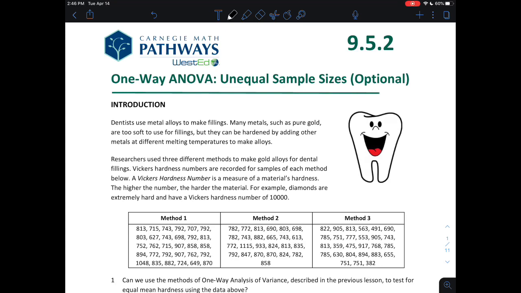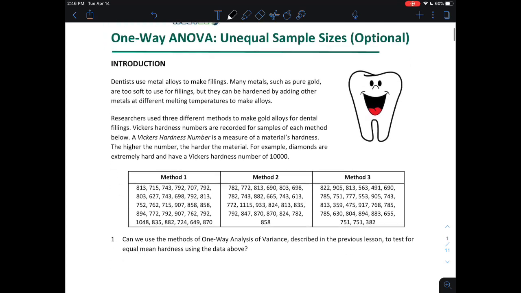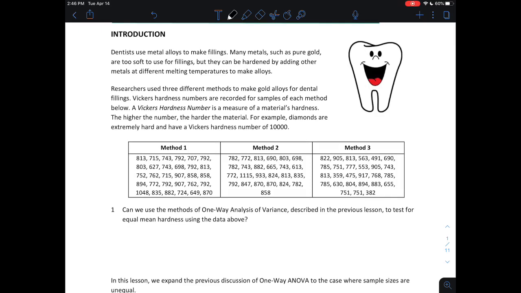In our introduction, dentists use metal alloys to make fillings. Many metals, such as pure gold, are too soft to use for fillings, but they can be hardened by adding other metals at different melting temperatures to make alloys. Researchers used 3 different methods to make gold alloys for dental fillings.